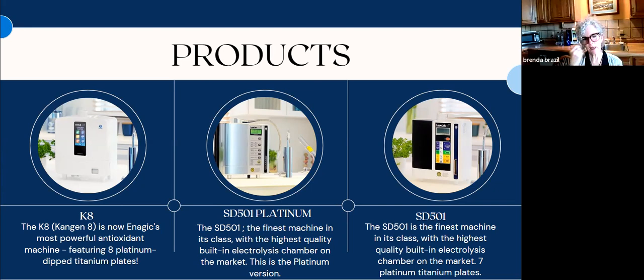And then we have the SD501 Platinum. That's the one that Tom Brady has. A lot of people want their appliances to match their stainless steel appliances, so that's an option for them. I sell a lot of those as well. And then the SD501 is the one that I have in my home. It has the color-coded screen. Some people don't like that, and that's fine. I've had mine 12 years. It works great. And they talk to you too. So if you're lonely, I'll show you that later.